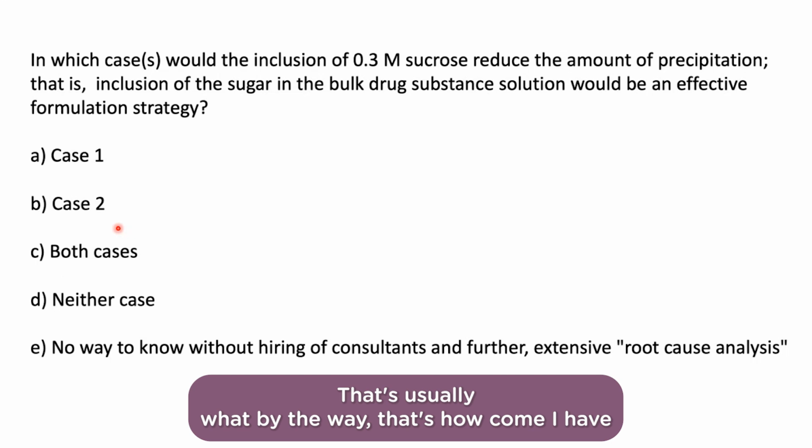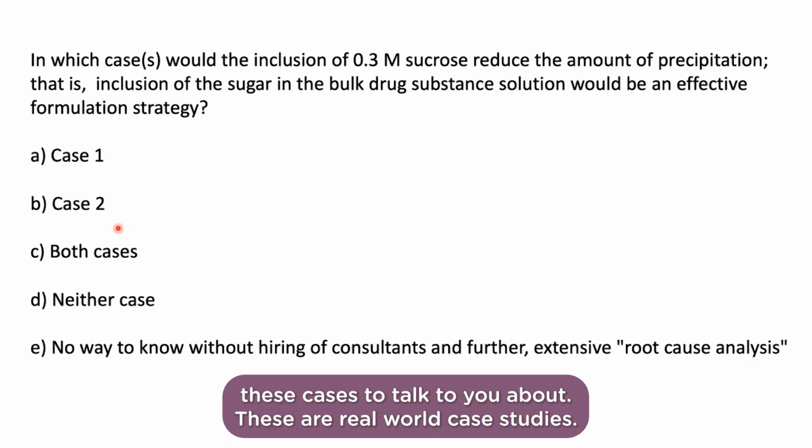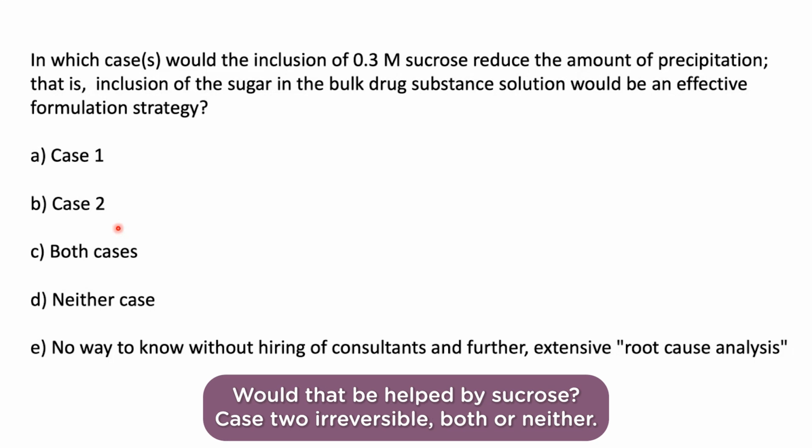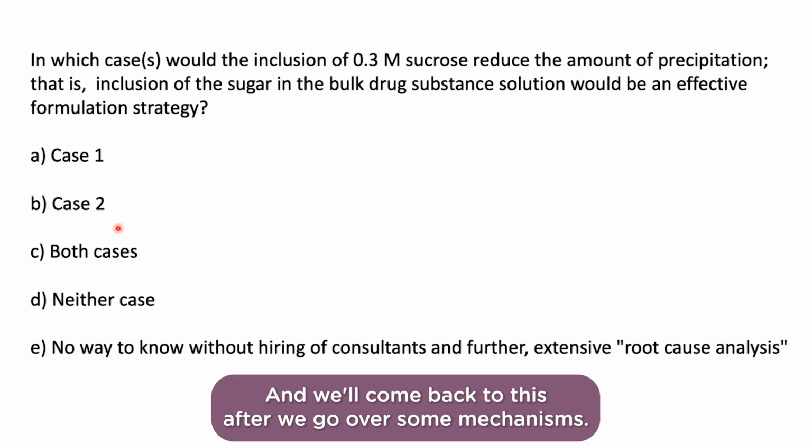That's usually, by the way, how come I have these cases to talk to you about. These are real world case studies. So is it case one, the reversible precipitation? Would that be helped by sucrose? Case two, irreversible, both or neither? And we'll come back to this after we go over some mechanisms.